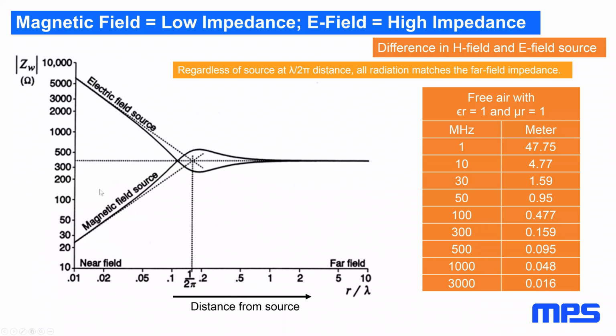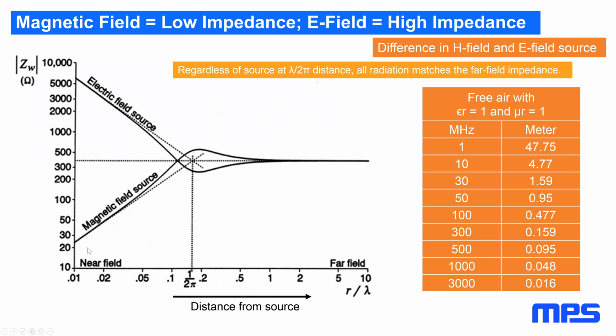Typically, on a switch-mode power supply, you have either magnetic field sources, so current loops, capacitors with ripple current, or you have electric or capacitive field sources, which could be the switch node and the top of the inductor. Now, the electric field sources are quite high impedance. The magnetic field sources are low impedance, typically here in the milliohm area.